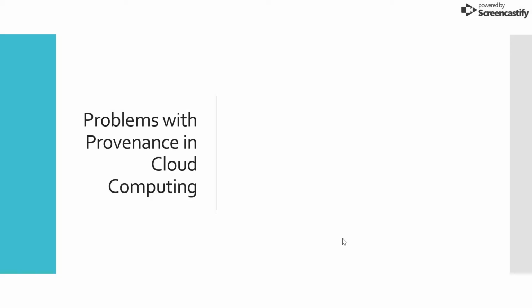Along with a lot of advantages, there are some challenges related to provenance in cloud computing. We are going to discuss a few of them in this video. The first one is domain, platform, and application independence, which refers to how the provenance system works with different domains, that is, scientific, business, and database domains, platforms, and applications.